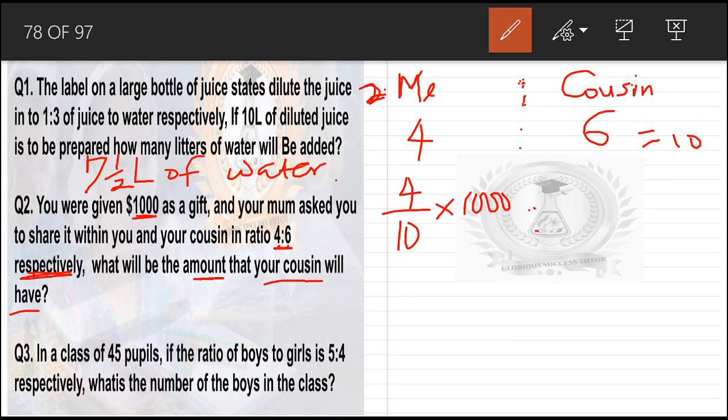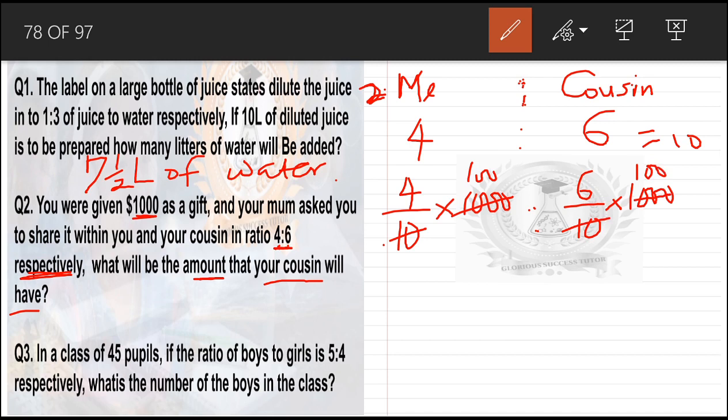Can you see that now? 6 all over 10. That's for your cousin now. Multiplied by the same amount that you're both sharing, 1,000. Very easy. No stress, no headache. So you're going to say 10 in 1,000, you're going to get 100. So here also 10 in 1,000, you have 100.